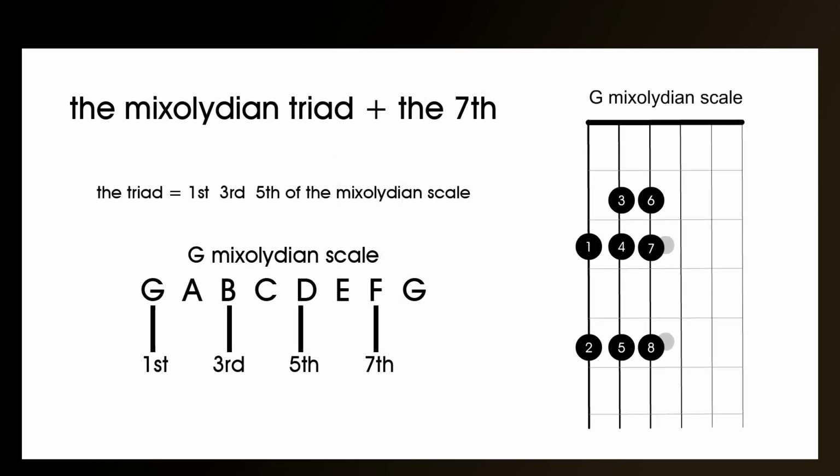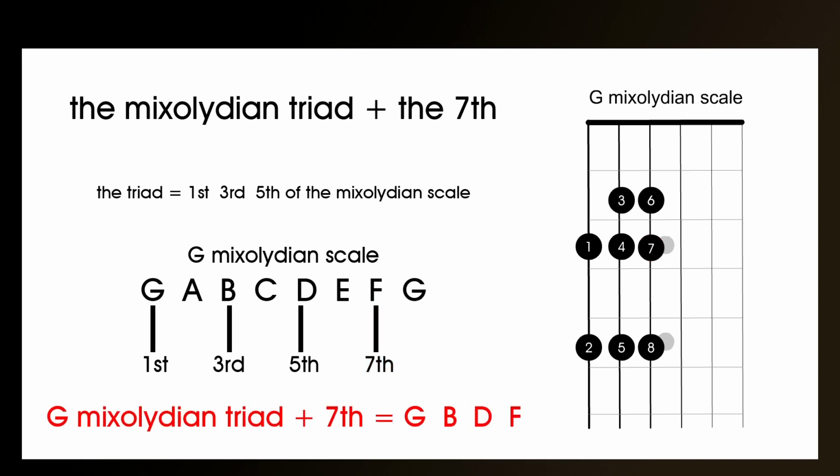And for this example, I'll be using a G mixolydian scale. And the triad of the G mixolydian scale are G, B and D. And the 7th note of the G mixolydian scale is an F. The notes then in a G dominant 7th, or a G7th as we'll call it from now on, are G, B, D and F.